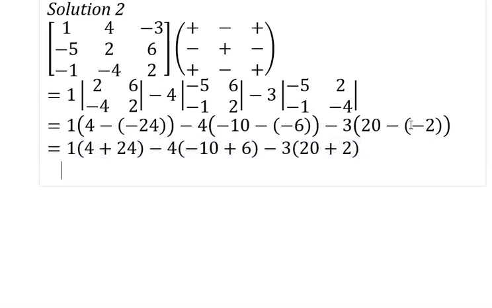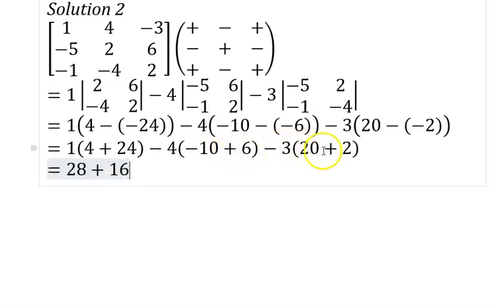So now I have 24 plus 4 will give you 28. 28 times 1 will still give you what? 28. Awesome. So you come here. Minus 10 plus 6 will give you what? Minus 4. Minus 4 times minus 4. Minus times minus will give you plus. So 4 times 4 will give you what? 16. So you have plus 16.